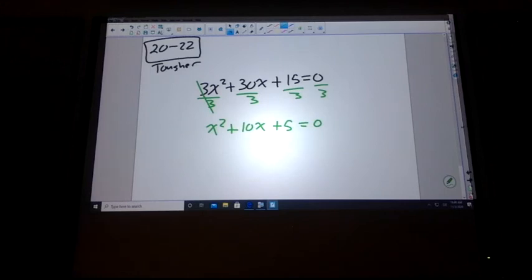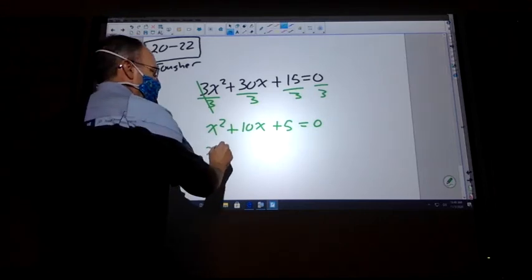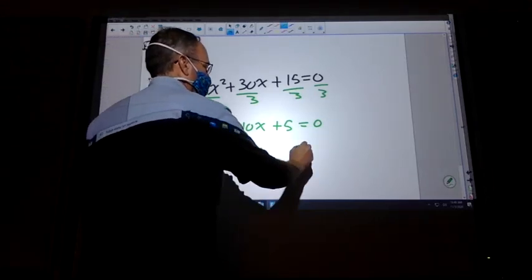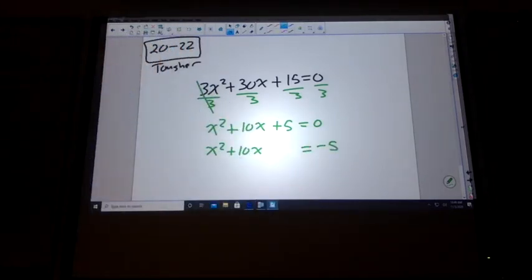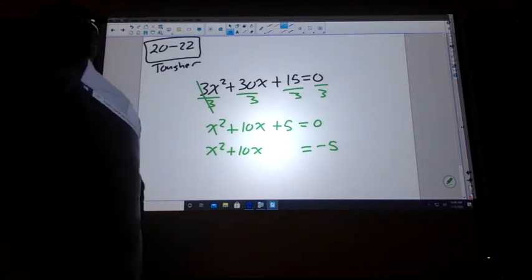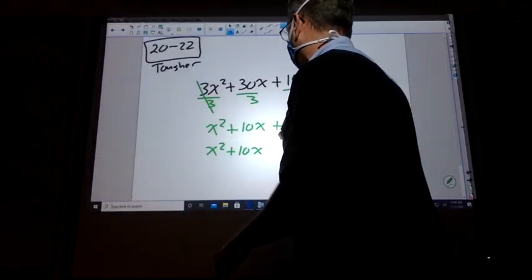Agree? Move the constant, the c value, and make a space. Agree? Next step, make the parentheses quantity squared. Take half of the b squared term and then add it to both sides.